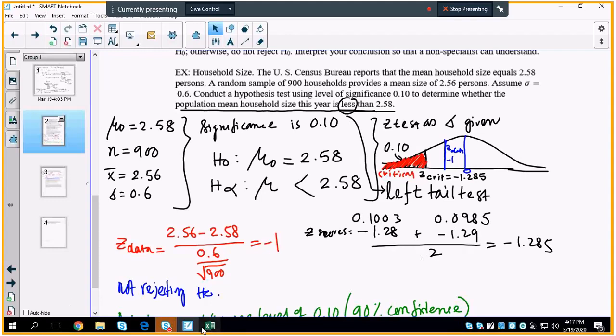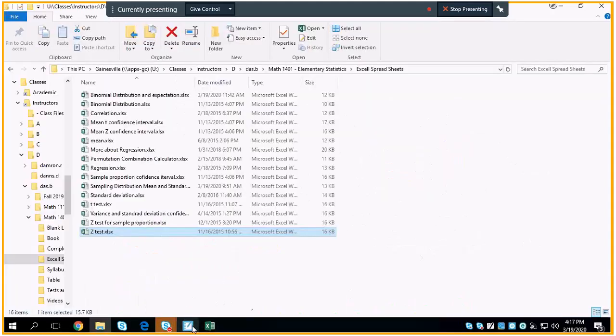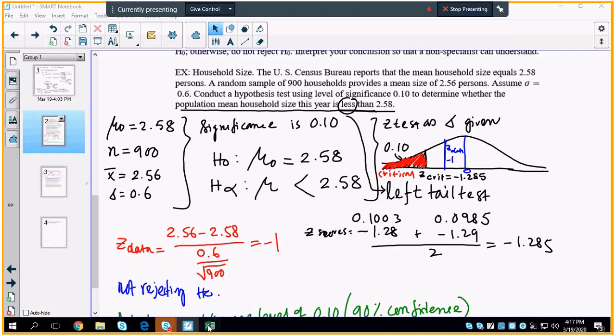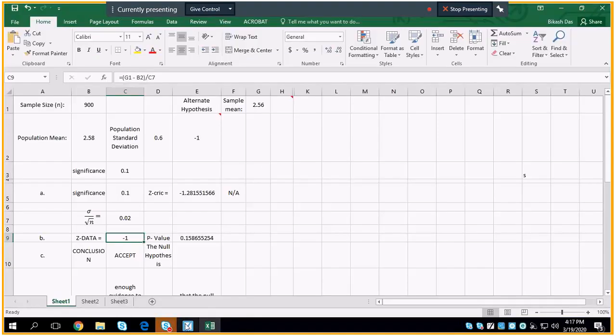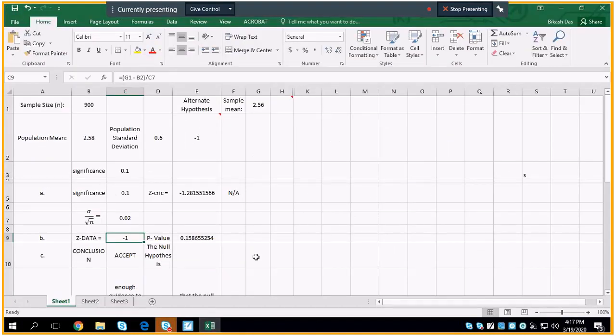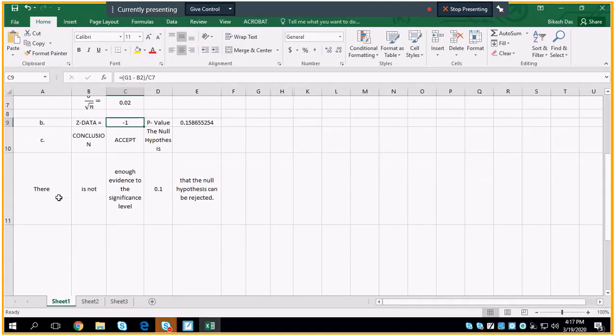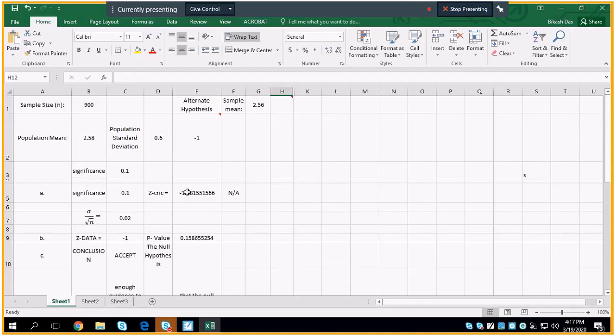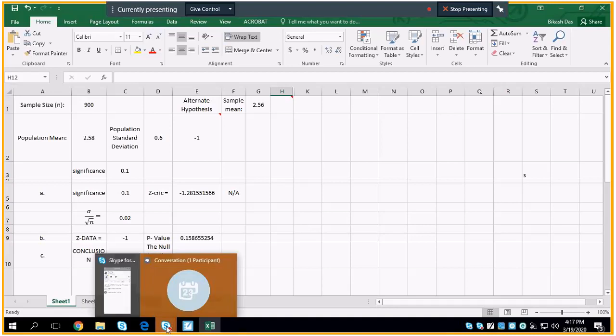What else we found out? We have seen that the z data is -1. So let's check that. Z data we found is -1, and then see, this one is actually telling you what is going to happen in the testing. There is not enough evidence at the level of significance 0.1 that the null hypothesis can be rejected. So do not reject the null hypothesis. So it's pretty concise the way this spreadsheet is going to work.